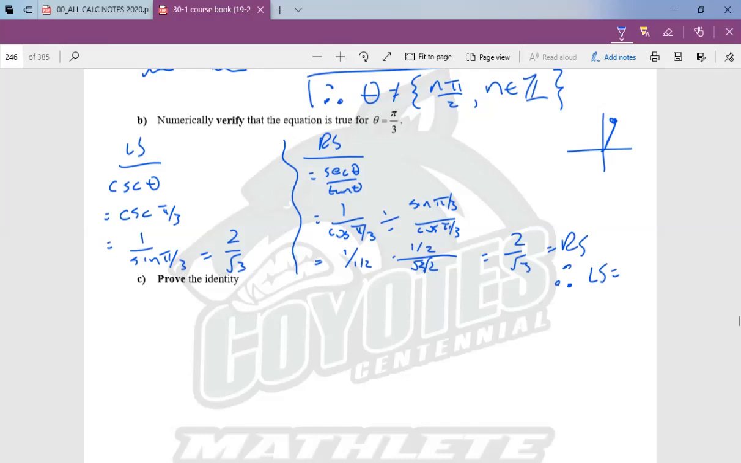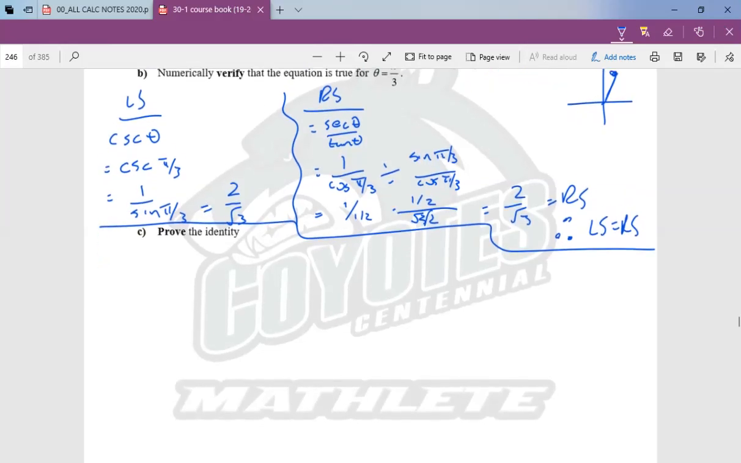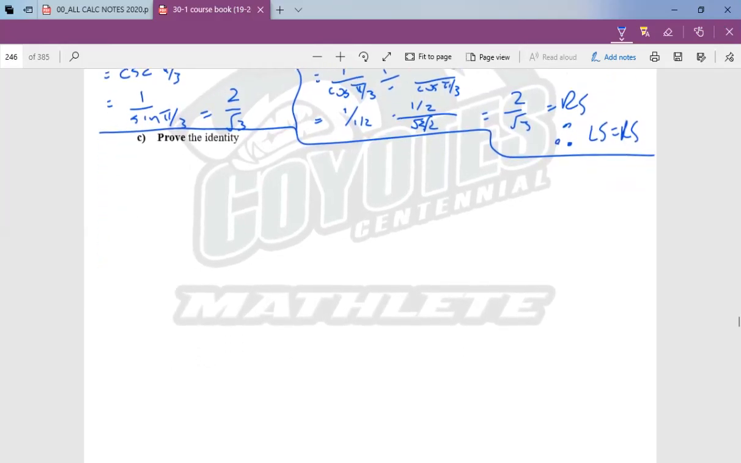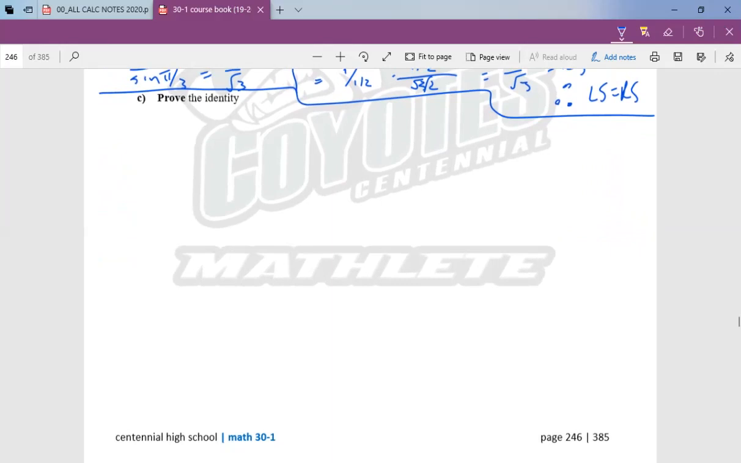Therefore, left side equals right side. Okay, nothing new there, just a verification. No big deal. All right, but this is where something special is going to happen here. This ends up being a proof.